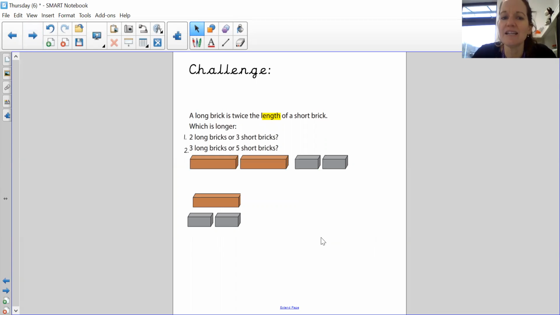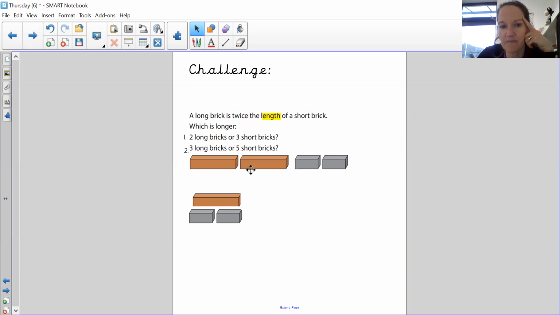So here is my challenge question. It says, a long brick, so this brown one is the long brick, is twice the length of a short brick. So it means that it takes 2 of my short bricks to make 1 long brick. So here you can see in this picture here, 2 of the gray bricks, 2 of the short bricks, if I put them together, is the same length as 1 of the brown bricks. It says, which is longer? So there are 2 questions. So it says 2 long bricks, or 3 short bricks.